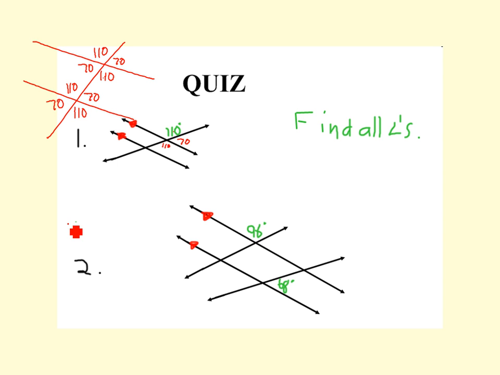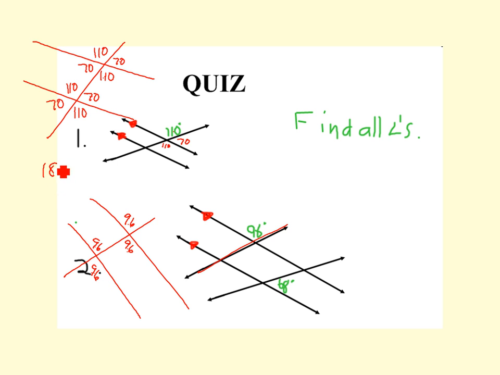The second part, again, I'm gonna draw off the two parallel lines, and I'm gonna pick this as my transversal first. You got to separate these or you're gonna get confused. We know that that angle's 96. Well, if that's 96, that one's 96. These are alternate interior angles, so it's 96. These two are corresponding angles, so that's 96.